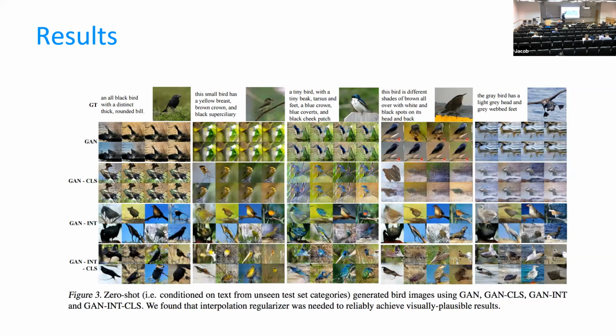The small bird has a yellow breast, black crown, and black superciliary. I'm not sure what that is. Anyone know what a superciliary is? Well, I'm not sure we can evaluate on that one, but it looks like we're getting some yellows. That bird definitely has a yellow breast and a brown crown. So we're starting to see some ability to influence these generated images based on text.